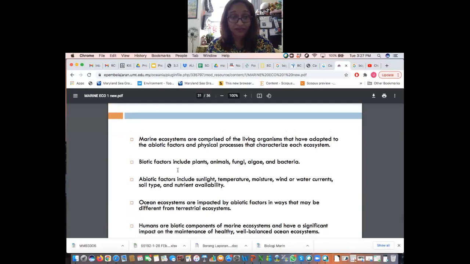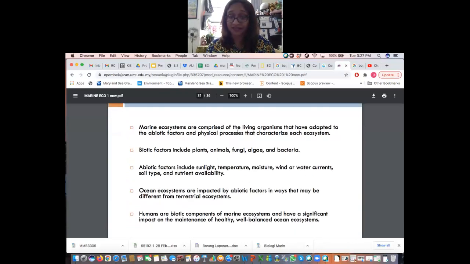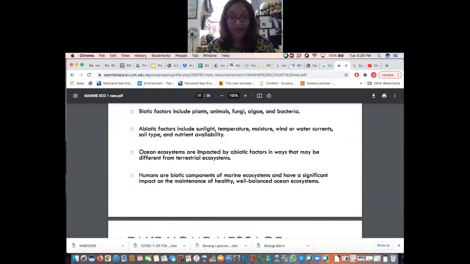For the conclusion, basically it's this: marine ecosystems are comprised of living organisms that have adapted to both abiotic factors and physical factors. Biotic factors, of course, you should know, include any living organisms. Abiotic factors are non-living. Ocean systems are impacted by abiotic factors, and I'll be looking forward to your answers tomorrow. Humans are biotic components of the marine ecosystems. However, we have a significant role to play in maintaining its health and well-balanced ecosystem.